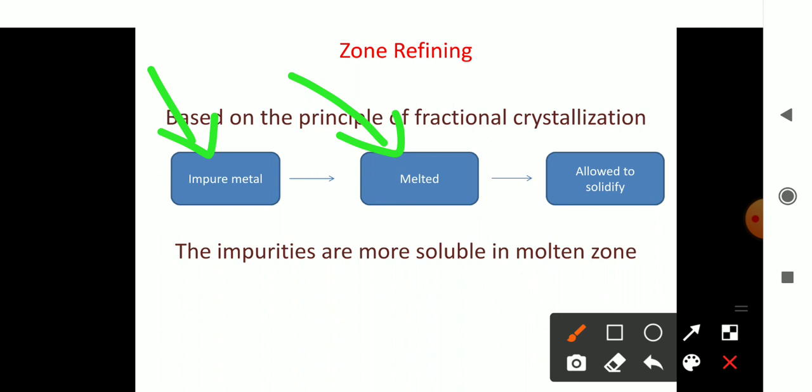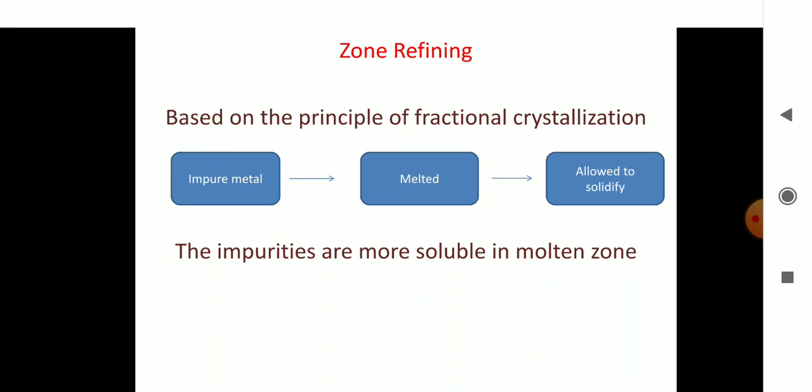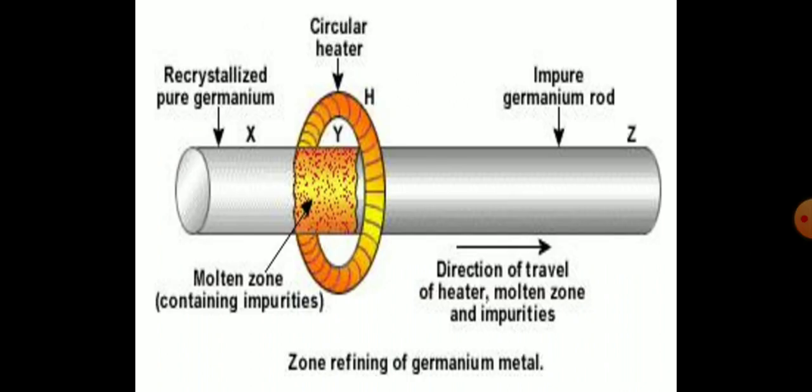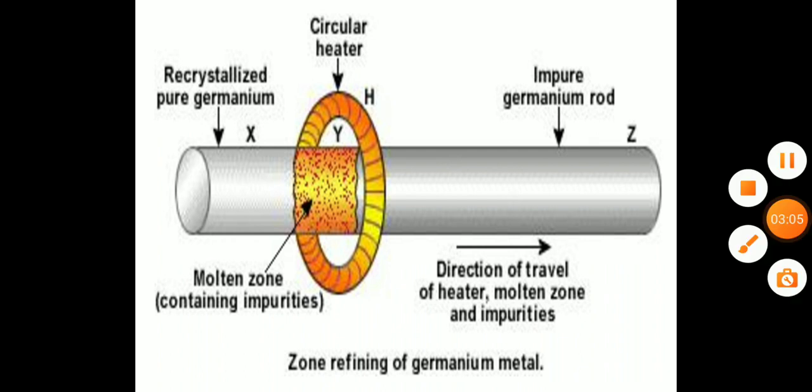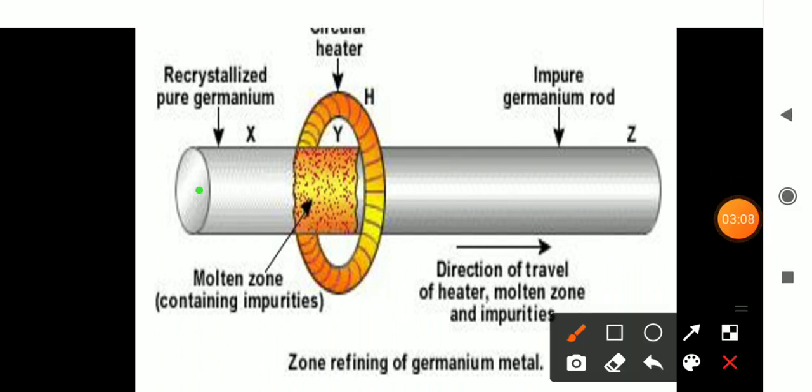Okay, so now let me explain with the help of a diagram of zone refining. Dear students, this is the picture showing the process of zone refining. Look at the picture very clearly. This is the impure metal rod. It is taken in the form of a rod. And this is the circular heater, and it is a mobile heater. Mobile in the sense it is a moving heater. It is not a stationary one. It will keep moving around this impure metal rod, and the process will start from here.